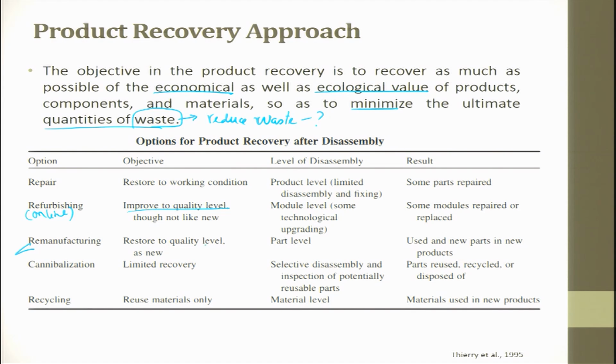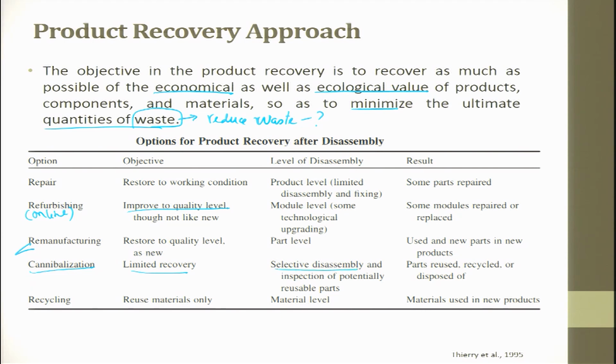Remanufacturing, restoring to quality level, where at the part level we try to do it and then we try to replace. Used and new parts in new products will be done when you try to do remanufacturing. The next one is cannibalization, limited recovery. Cannibalization is limited recovery, selective disassembly and inspection of potentially reusable parts. Parts reused, recycled or disposed of.